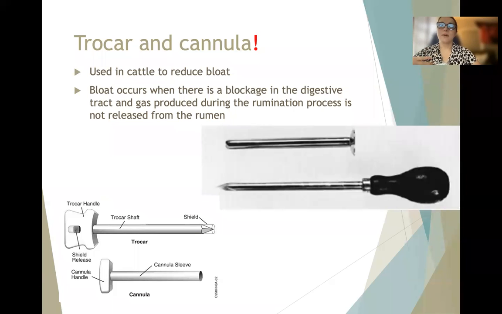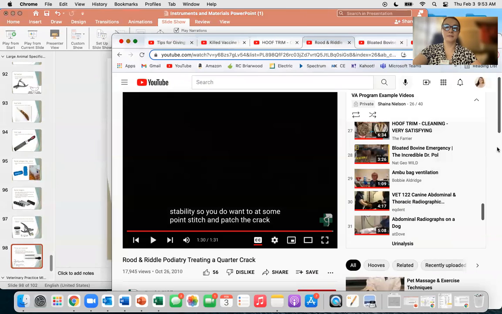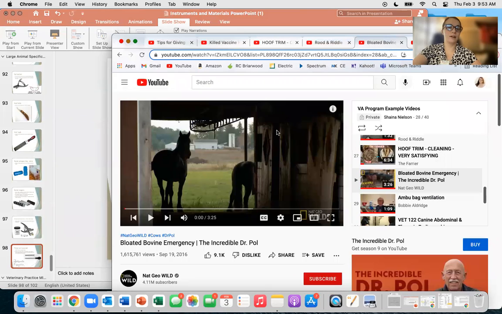If the problem doesn't resolve, they might have to tube the patient with mineral oil or try other methods of treatment. But I want to give you guys a visual of what it's going to look like if the veterinarian has to use a trocar and cannula. And I'm actually going to show you a video of Dr. Pohl. I love Dr. Pohl.